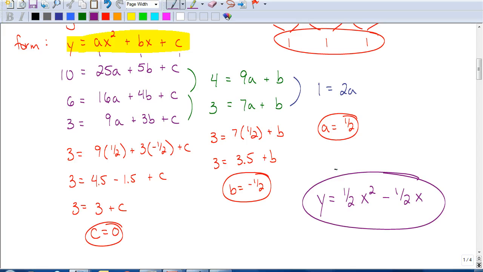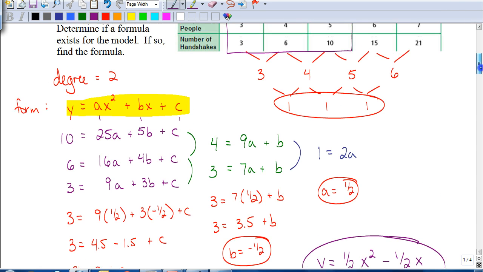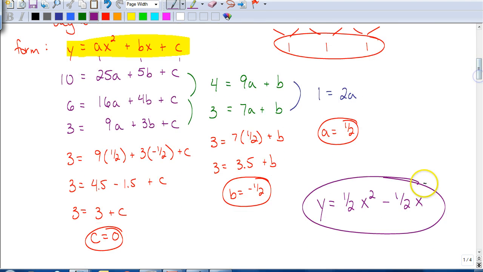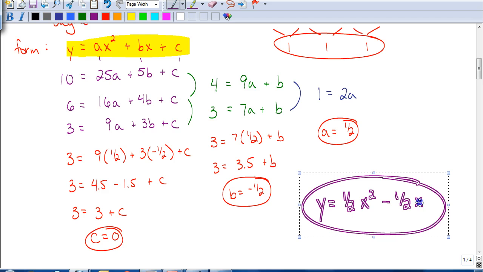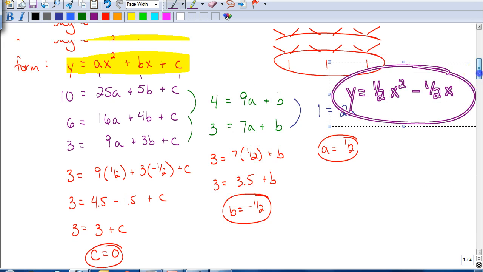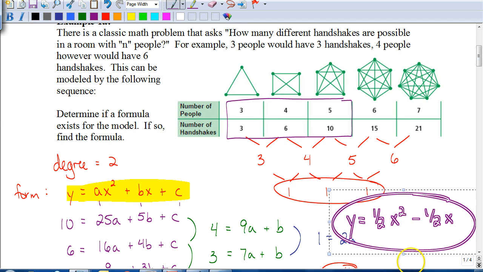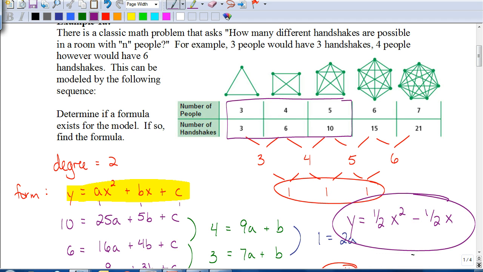We can always use this equation to verify the numbers in our table here. Let me just move this up so we can see both at the same time. So here's our equation. Let's say I use 6. If I put 6 in for x, I should get 15 for y. Well, 6 squared is 36. Half of 36 is 18. Half of 6 is 3. And sure enough, 18 minus 3 is 15, which is what we have here. So I just verified that that should be the correct equation.